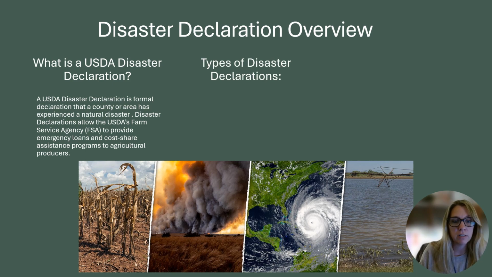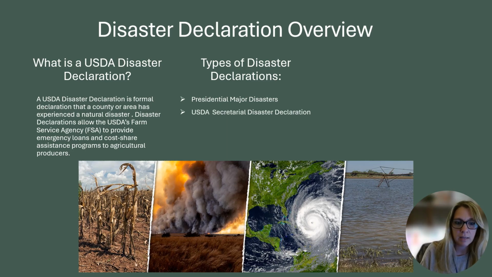There are 4 different types of disaster declarations. The first is the presidential major disasters. These declarations are made by the president. Second is the USDA Secretarial Disaster Declaration. This is a declaration made by the Secretary of Agriculture. This declaration happens when a natural disaster event creates a production loss of 30% or greater for at least one crop. This is usually initiated by individual farmers, local government, governors, or the agricultural commissioners, tribal council, etc.